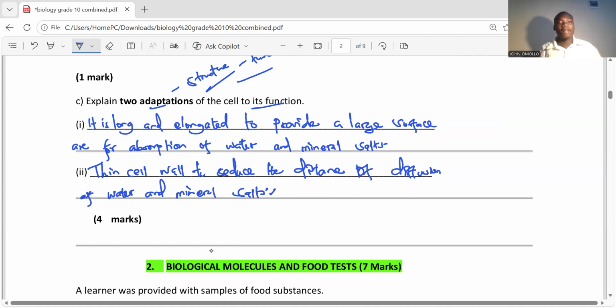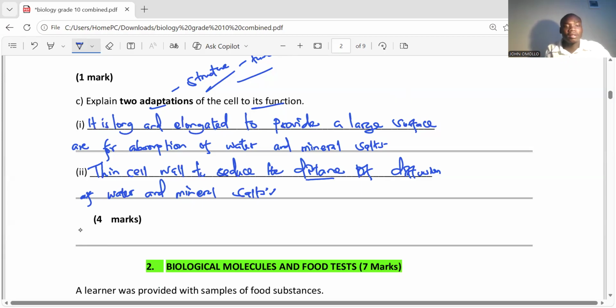Are you getting that? So, or in the cells. So this kind of a cell is very thin in terms of cell wall. When something is thin in biology, it reduces the distance of diffusion of either gases or water or mineral salts. So those are some few adaptations.